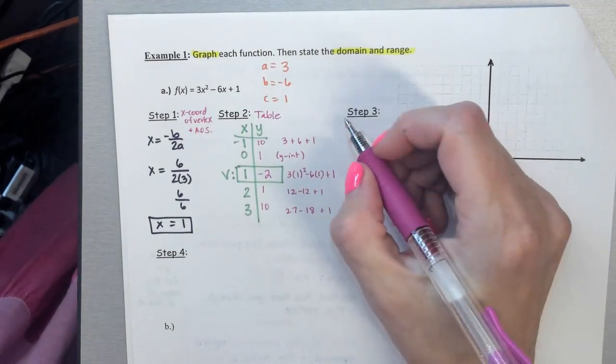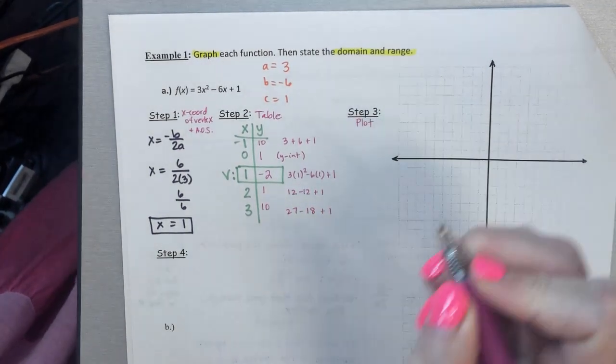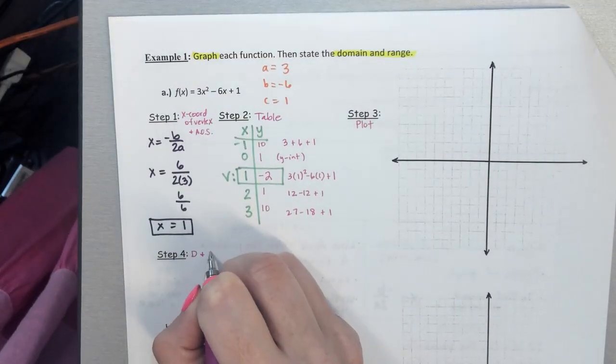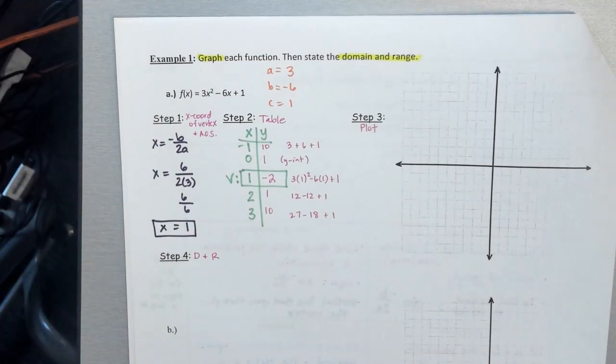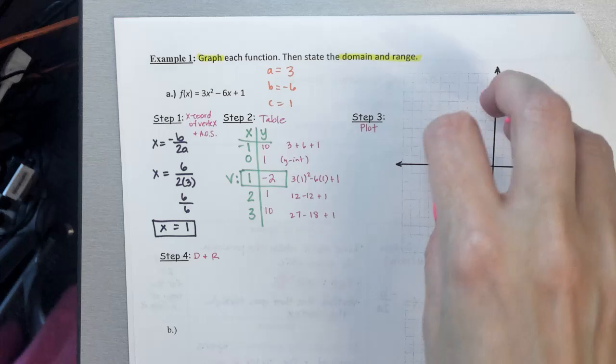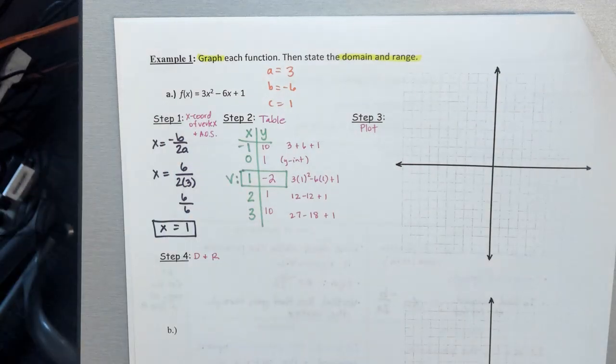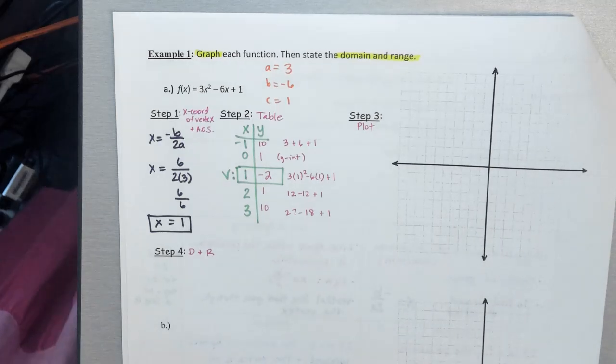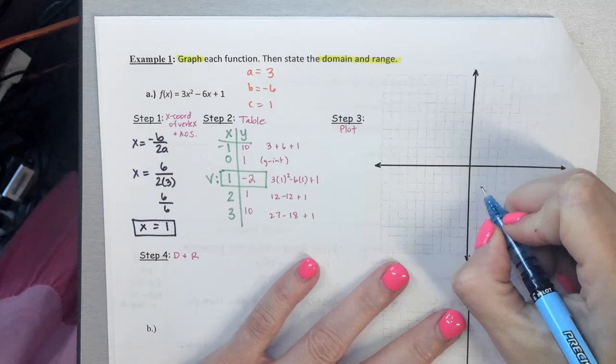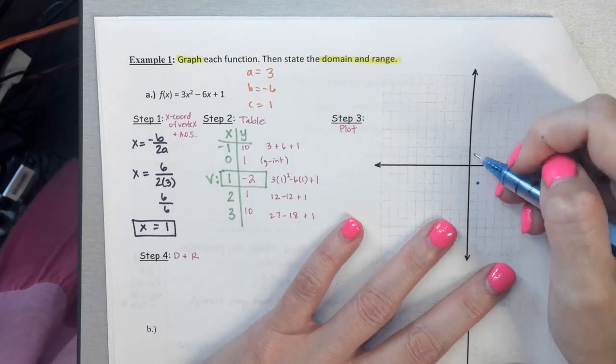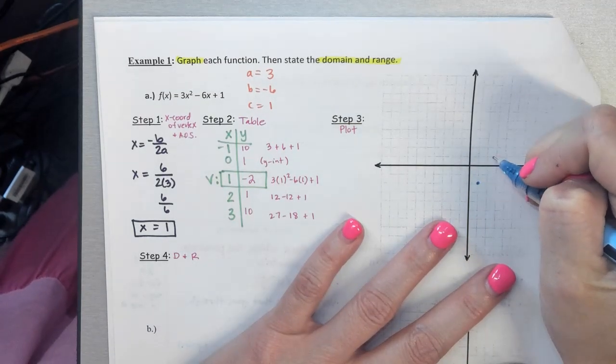Okay, and now we are ready to plot. And then after you plot, see if you can do the domain and range. You are going to have to do this on graph paper and make your own grids. This is a 10 by 10, so I can just go by ones here. So 1, -2. At 2, I'm at 1.